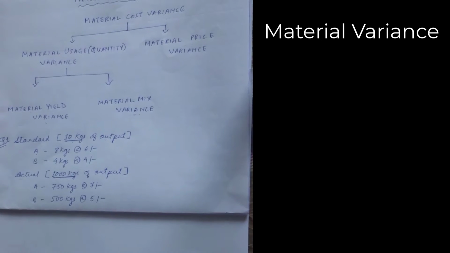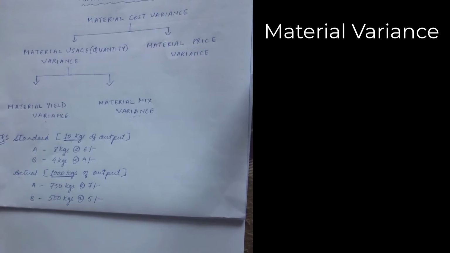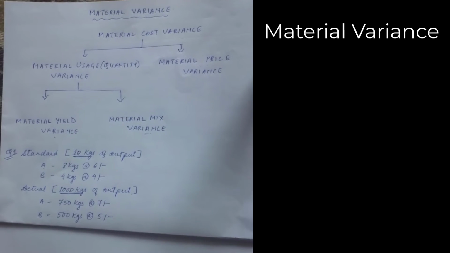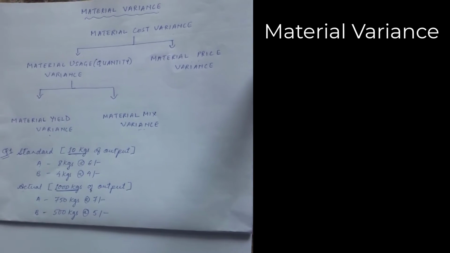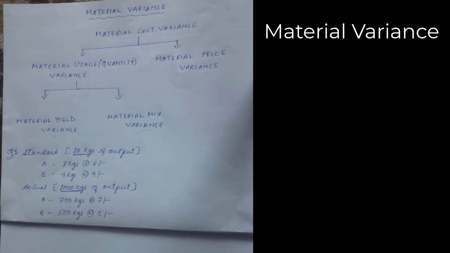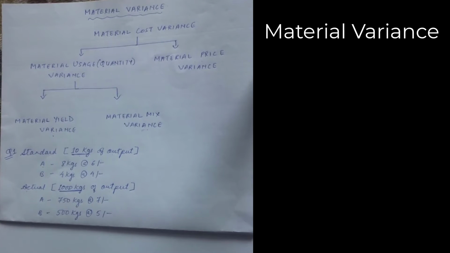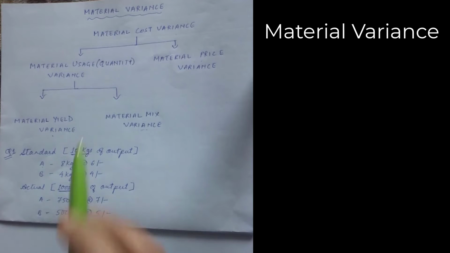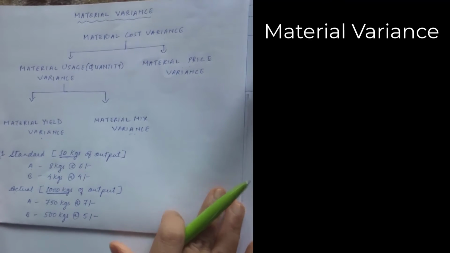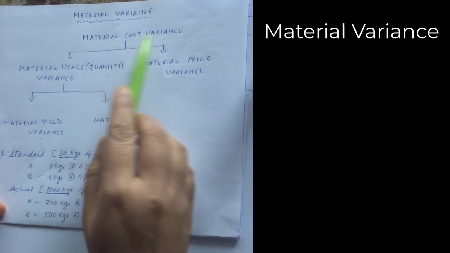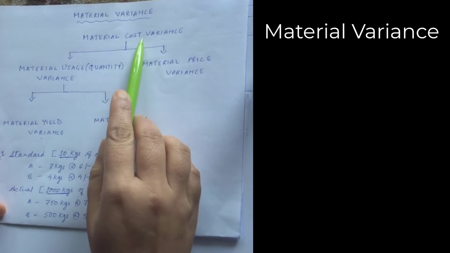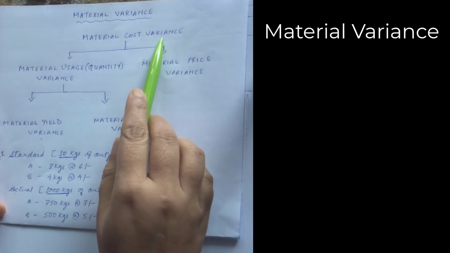Today's class we will study some numerical questions on material variance. Before we start with the numerical questions, we first see the structure of material variance. As I have drawn one structure for this, you can see here material cost variance. It is the first point which you have to understand.